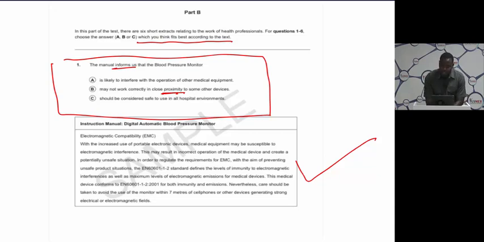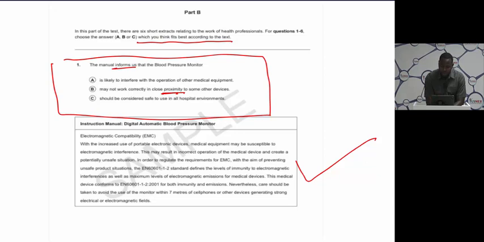Instruction manual, digital automatic blood pressure monitor. That is the topic: electromagnetic compatibility, that is EMC. We don't care so much about that. The focus is that the manual informs us that the blood pressure monitor is doing something. So we are going to focus on the blood pressure monitor.